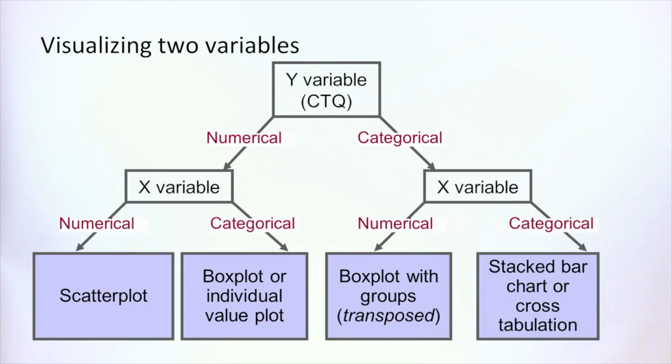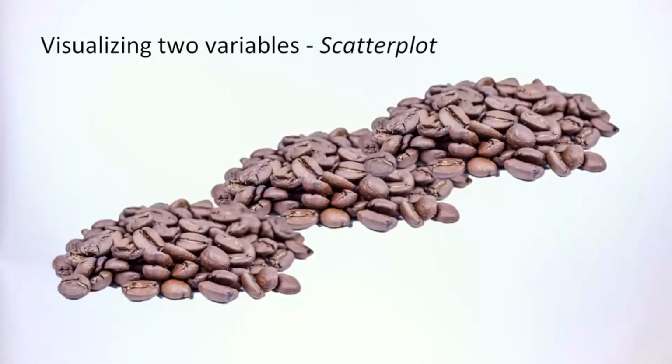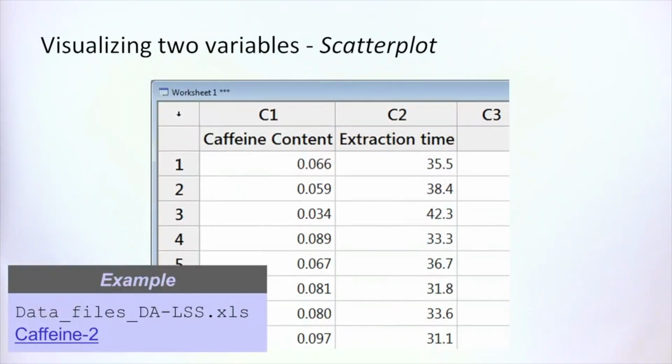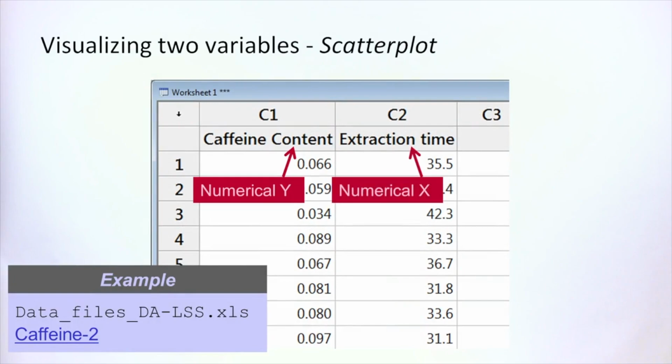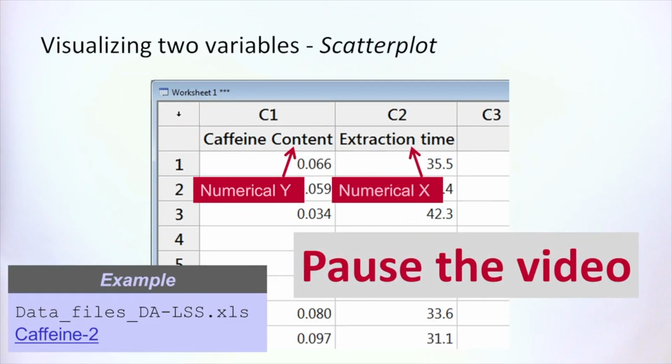Now, I will explain each of these four graphs, starting with the scatter plot. For that, let's use the example of our coffee production again. We were wondering whether the caffeine content is related to the extraction time. The data that we gathered for that looks like this. We have a numerical y and a numerical x variable. Now, pause the video, load this data into Minitab before you continue.